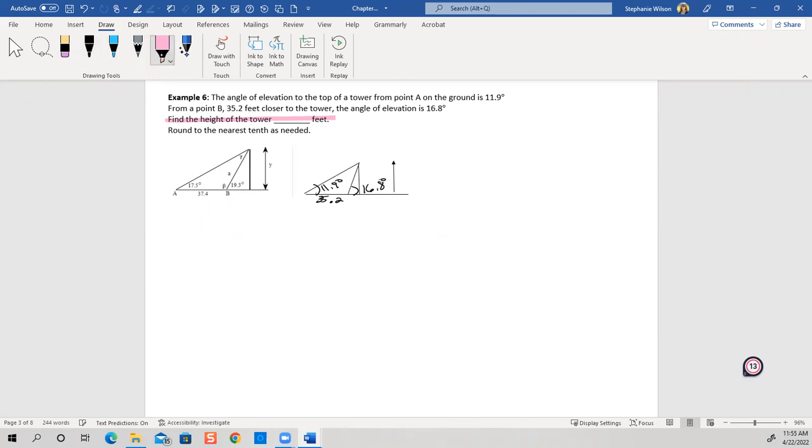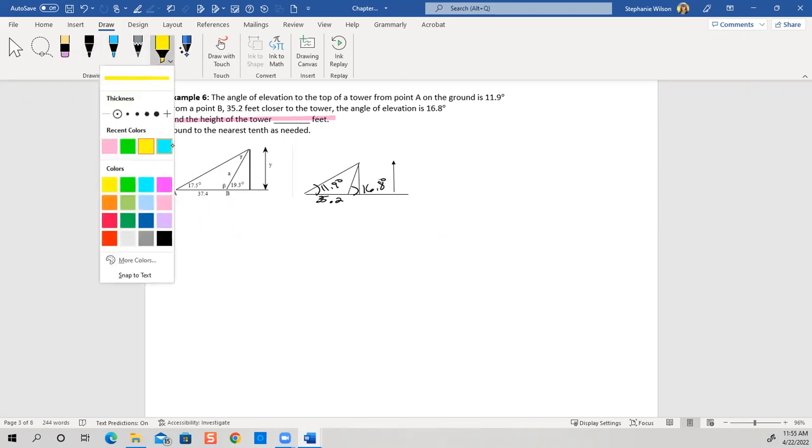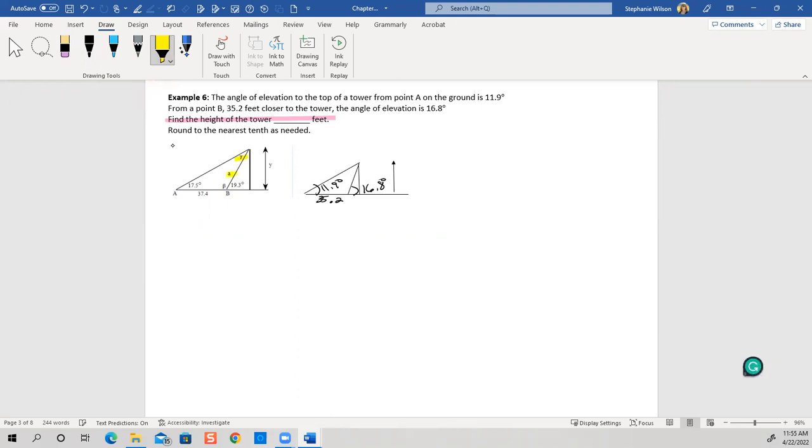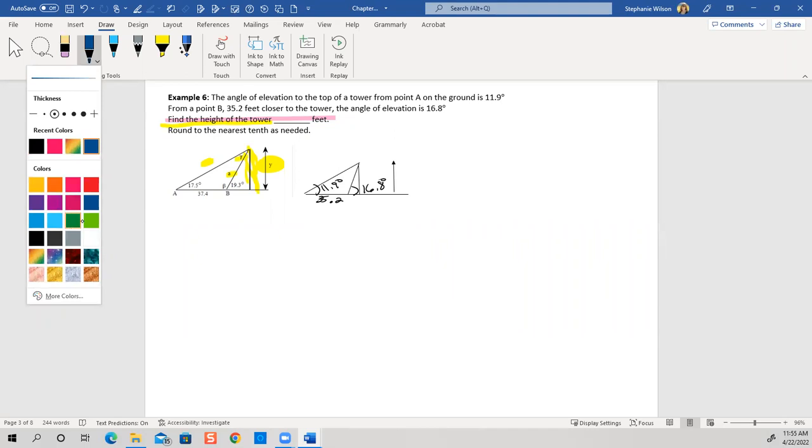So what are we looking for? We're looking for the height. Well, the underlying question wants the height. So this is what we're solving for right here. We want to know what this height right here is. All right, so let's solve for it.